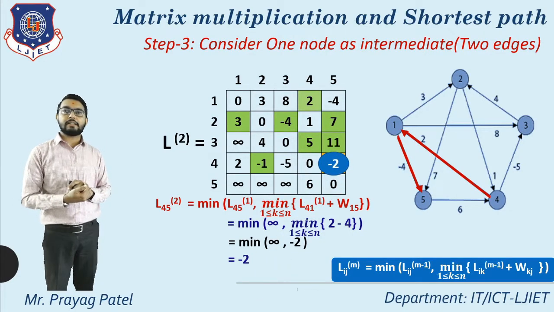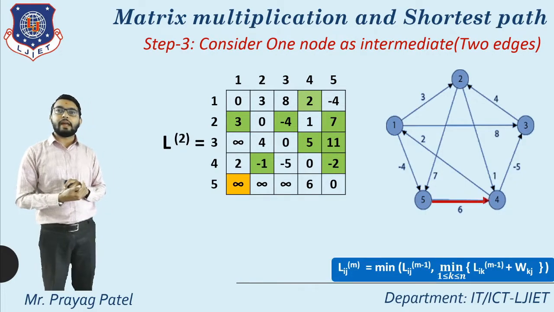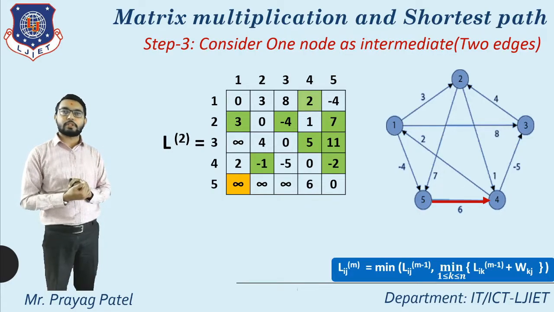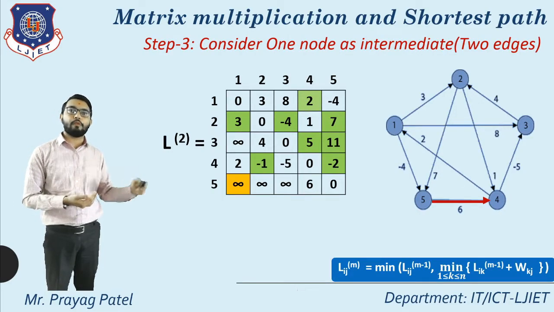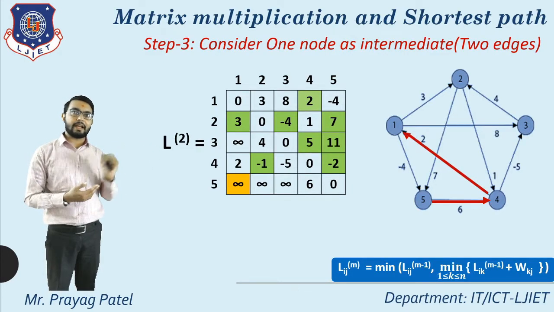Now consider the next location, 5, 1. For location 5, 1, a direct distance is not available but an intermediate distance is possible. Yes, here consider 5 to 4 then 4 to 1. So consider the red highlighted path.